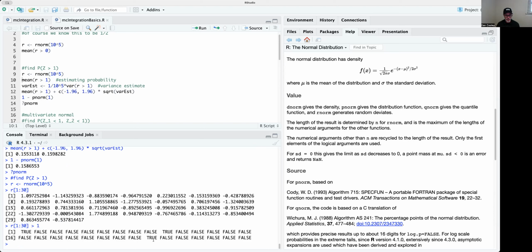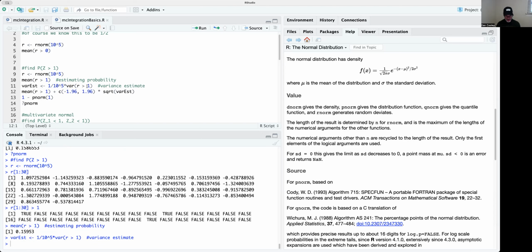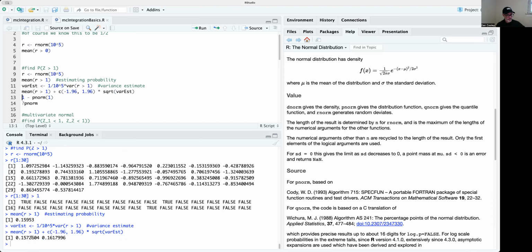I've got 2 out of 30. Really, I've got it out of 100,000 because I drew 100,000 of these. So if I take the mean of those zeros and ones, I get my estimated probability to be 0.159. I can get a variance estimate the same way we did before. The variance of our estimate is 1 over n times the variance of our individual guys. And I can get a confidence interval, which is 0.157 to 0.161.